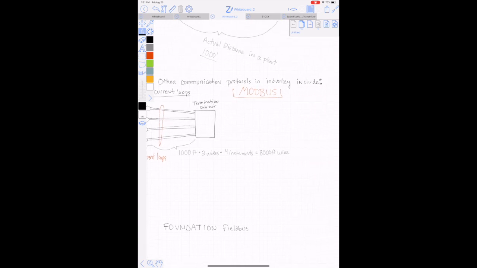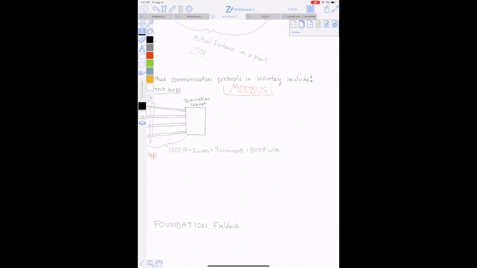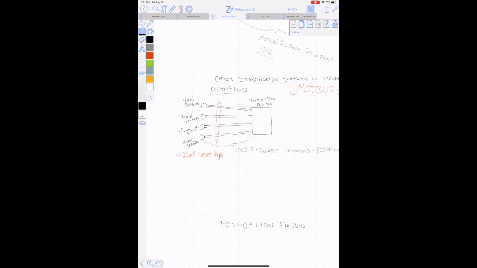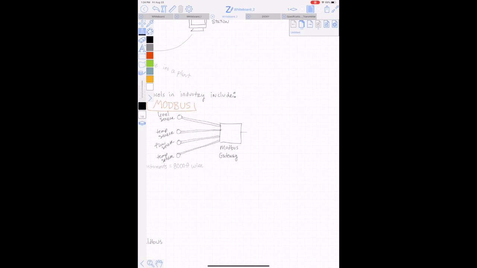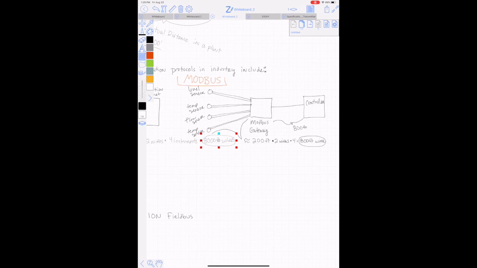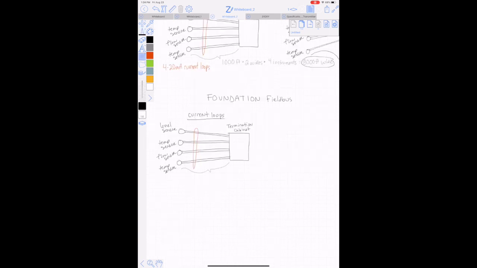So in this example, we have decreased our wire length from 1,000 feet, as we previously saw in the 4 to 20 milliamp or HART loops, to only 200 feet, as we are able to place a Modbus gateway about 200 feet away from all of these sensors. This will allow us to greatly decrease the amount of wire that we need, down to 200 feet times 2 wires and 4 sensors gives us only 800 feet of wire, as opposed to 8,000 that we needed in the previous example. Next, we'll talk about Foundation Fieldbus.